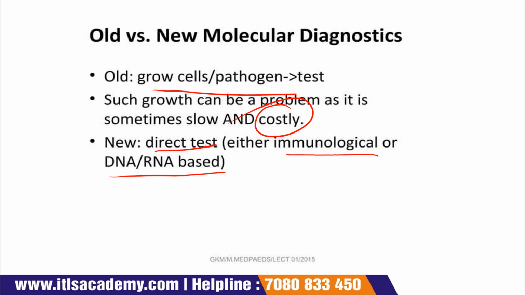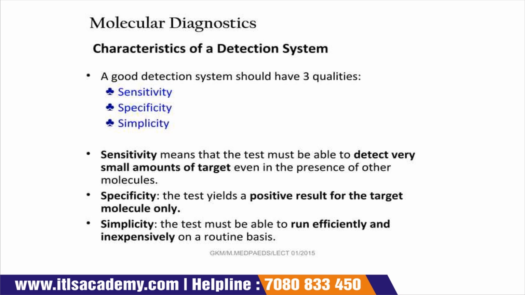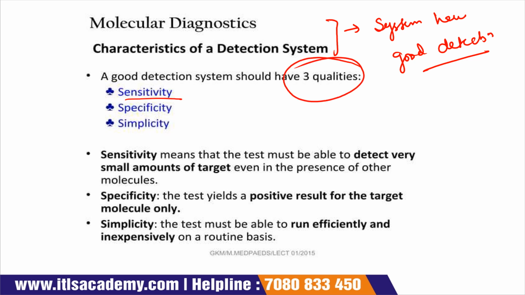Now come to the next slide, molecular diagnostics. When we do molecular diagnostics, we say that the system has good detection. When a system has good detection, it will have three qualities: sensitivity, specificity, and simplicity. If the system has these three qualities, then it will be considered a good detection system.